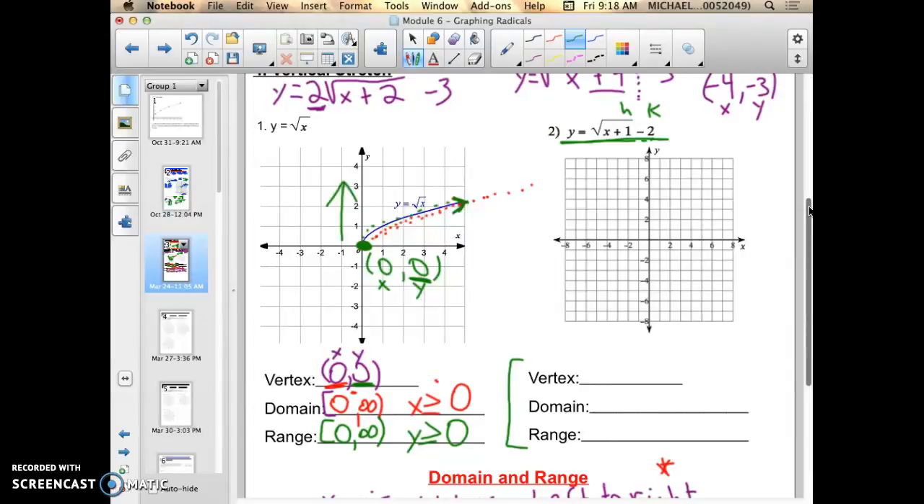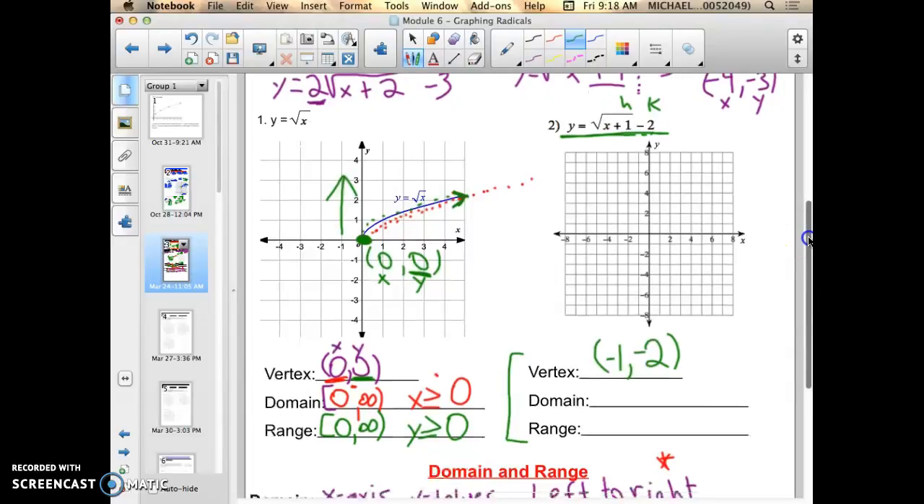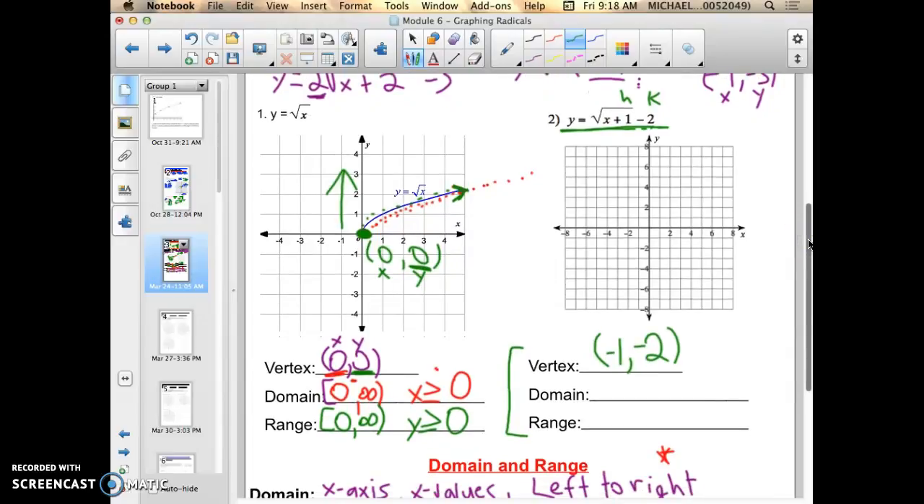All right? So if I write the vertex, inside the radical is lying to you. To the left is lying to you. Instead of positive 1, it's negative 1, comma. Outside the radical is telling the truth. Negative 2. Just like that. So the vertex is negative 1, negative 2. So I can plot that, negative 1 down to negative 2. And that's all I really care about for this.